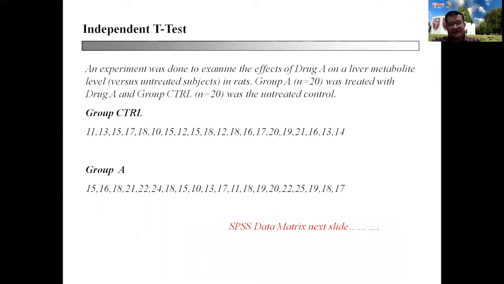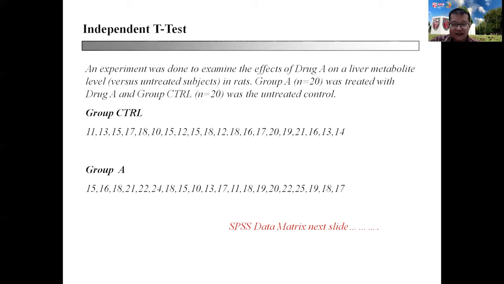On the other hand, if you are running another type of t-test, the independent t-test, whereby the two populations or the two values are not related to each other, for example, you could be dealing with one population here in Serdang and another population in another locality, say Kajang, which are non-interfering to each other, then you need a design known as independent t-test design. So in this case, an experiment was done to examine the effects of drug A on liver metabolite versus untreated subjects in rats. You have 20 subjects in both groups, and this is how the data is being depicted.